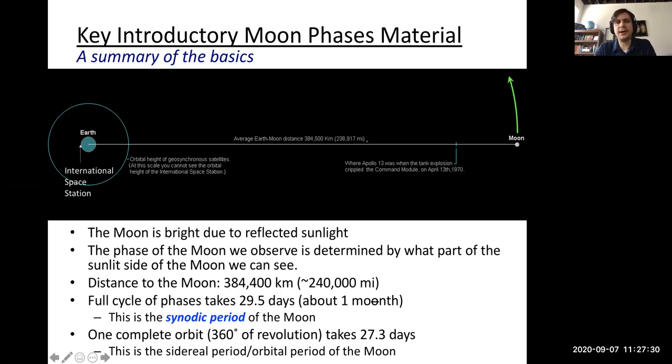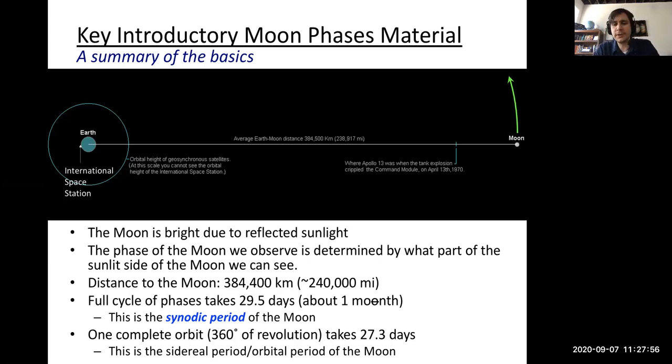All right, and then we'll imagine we're looking down on the North Pole of the Earth. And that means the moon would be orbiting counterclockwise. The Earth would be rotating counterclockwise if we're looking down on the North Pole of the Earth. So now we have a sense of its orbital motion as well. How long does it take the moon to complete one exact orbit, to go all the way around the Earth, 360 degrees of revolution, and come back to the same place?